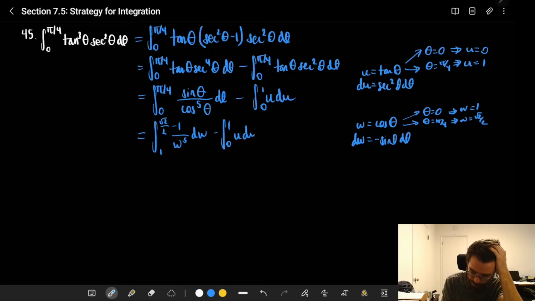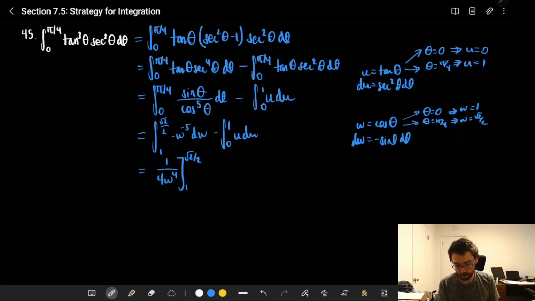Let me just copy this one down. Okay. Let me just erase this. Negative 1 over w to the 5th is negative w to the negative 5. So that integrates to negative w to the negative 4 over negative 4. I guess the negatives cancel. So what did I say? 4w to the 4th on the bottom. Does that work? Negative w to the negative 4 over negative 4. Yes, good.